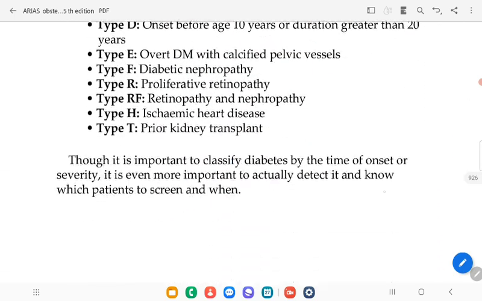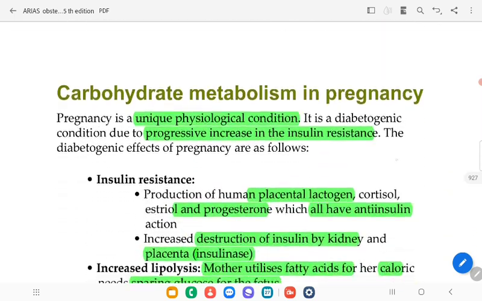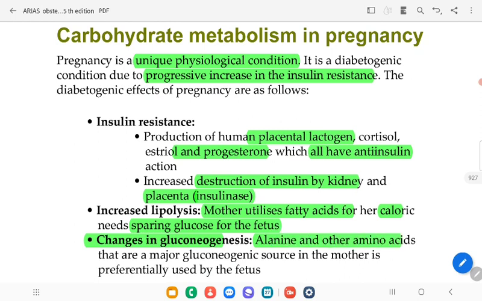These are some older classifications. No need to remember this. Remember carbohydrate metabolism in pregnancy. Pregnancy is a unique physiological condition. It is a diabetogenic condition due to progressive increase in insulin resistance. Okay. Remember the words progressive increase in insulin resistance, which causes abnormality in pregnancy.